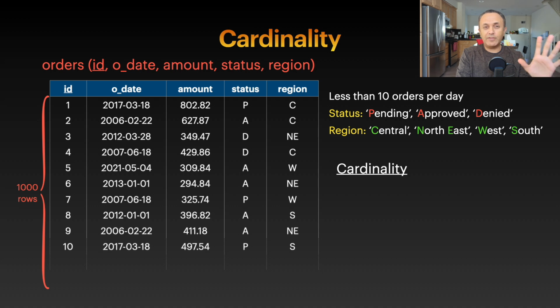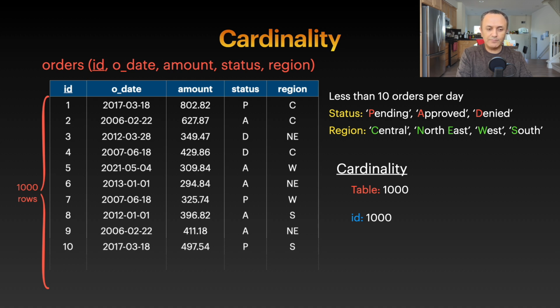Again, if we're talking about the table cardinality, since we have 1,000 rows in the table, then the table cardinality is 1,000. Now let's look at the cardinality of each column. For the ID column, ID is the primary key. This means that each row has a different ID value. So this means that we have 1,000 different values. So the cardinality of the ID column is 1,000.